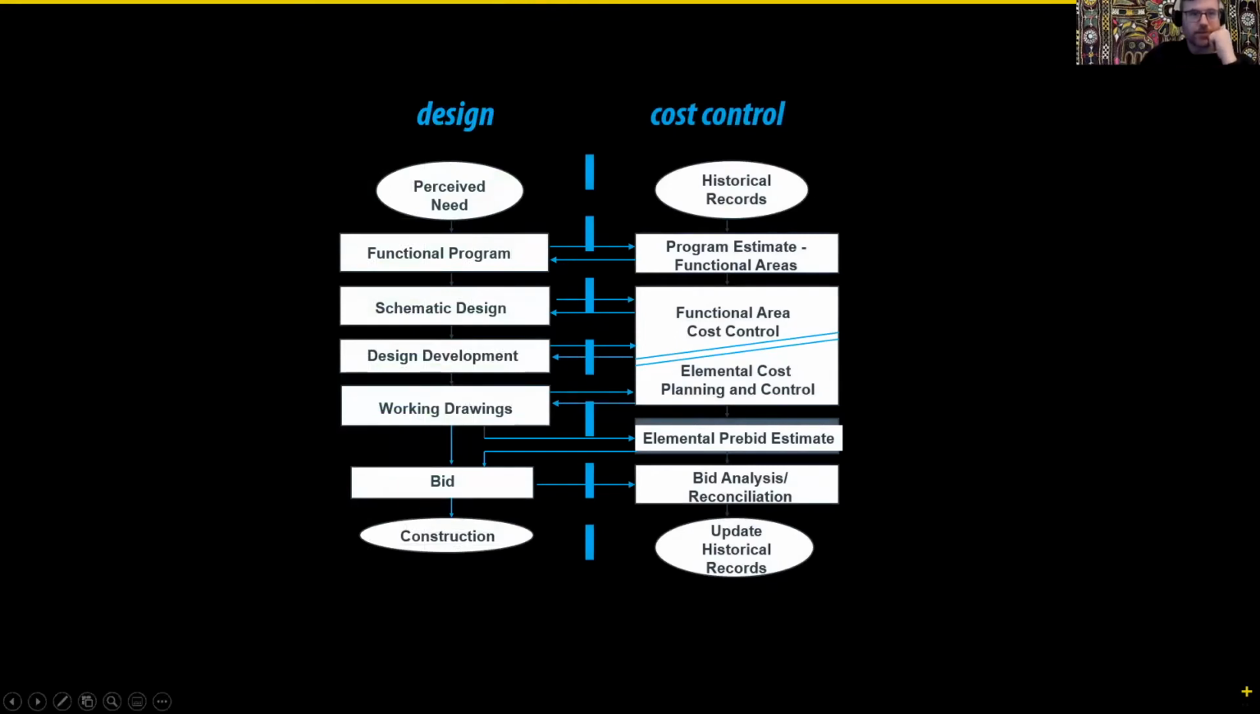This little diagram talks about the activities in design versus the methods of controlling costs related to those activities. So just going down the design activities, defining the need of the project. Much of what's been going on in this workshop has been really based on that top circle there, and into functional program, which is the programmatic elements, what kind of spaces, and then into the design, the 3 design phases, and then bidding and the construction. And on the right, you can see historical records of the cost control methodology for the perceived needs.